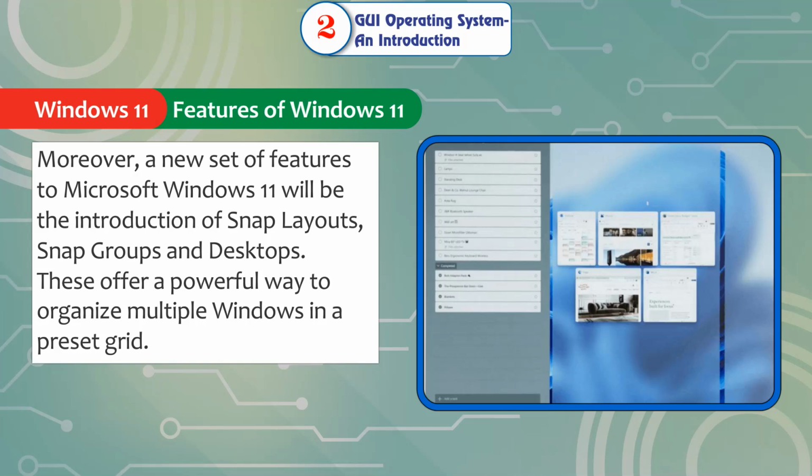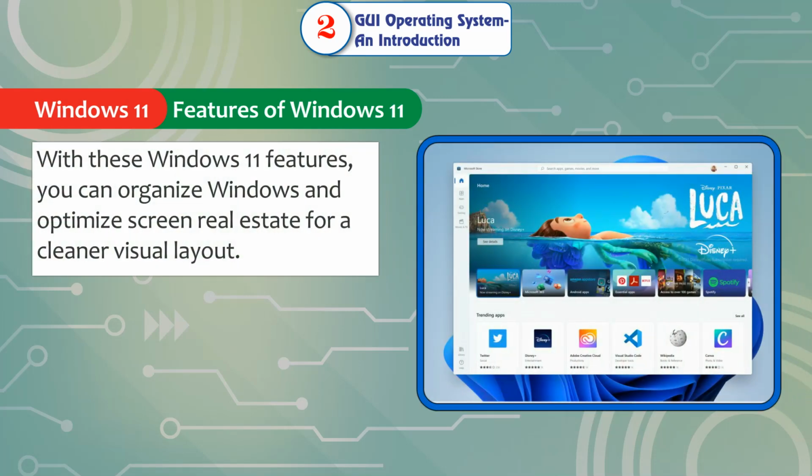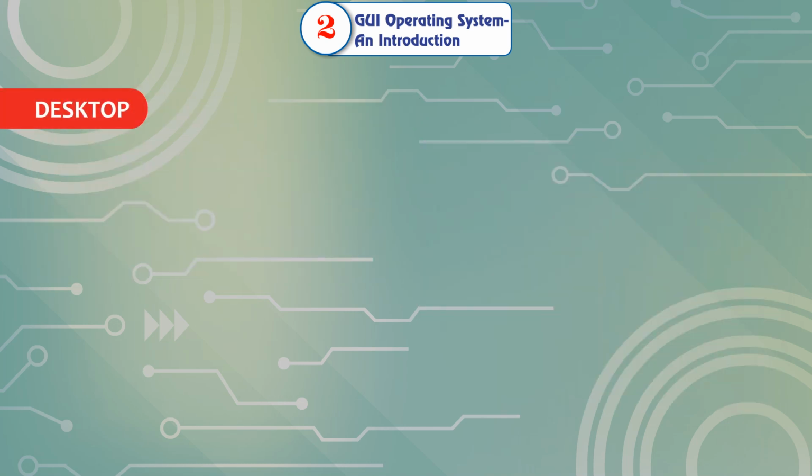Moreover, a new set of features in Microsoft Windows 11 is the introduction of Snap layouts, Snap groups, and desktops. These offer a powerful way to organize multiple windows in a preset grid. With these Windows 11 features, you can organize windows and optimize screen real estate for a cleaner visual layout. Desktop.